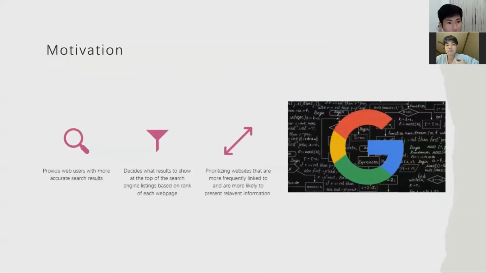Next, I'll be talking about the motivation. So why should we care about PageRank at all? First of all, it provides web users, which is us, with more accurate search results. Secondly, it decides what results to show at the top of the search engine listing based on the PageRank of each web page. And finally, it prioritizes websites that are more frequently linked to and are more likely to present relevant information. So as you can see from these reasons, Google should really prioritize this algorithm, as Google is a huge company known for its optimization of its search engine.